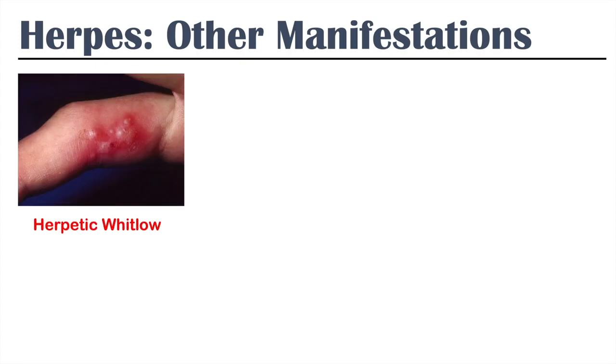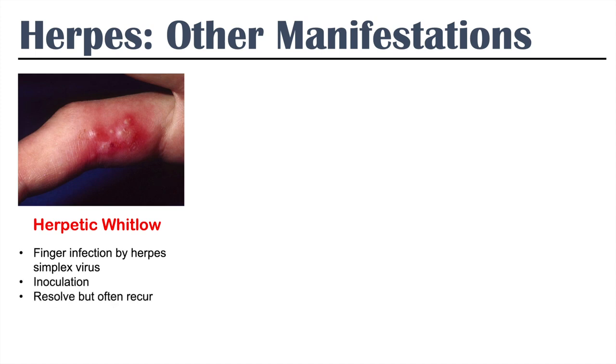Now, I want to also talk about other manifestations of herpes. We can get what we call a herpetic whitlow. Basically, this is an infection of herpes simplex virus on a finger. So perhaps you've had a cold sore on a lip, and you had a break in the skin or something else that leads to an inoculation of a finger. You're going to get these painful vesicles on your finger, and that's actually just a herpes virus infecting the finger, causing what we call herpetic whitlow.